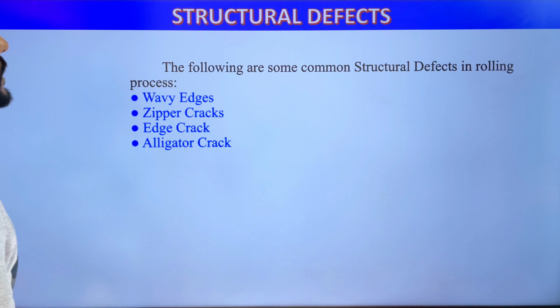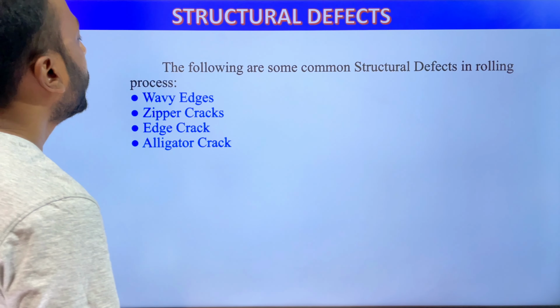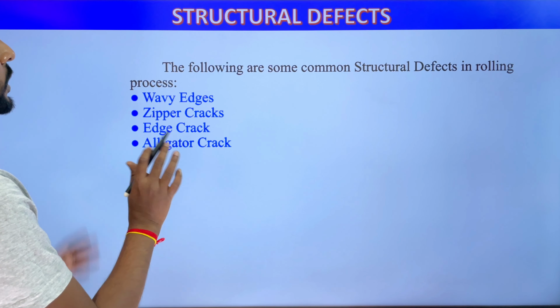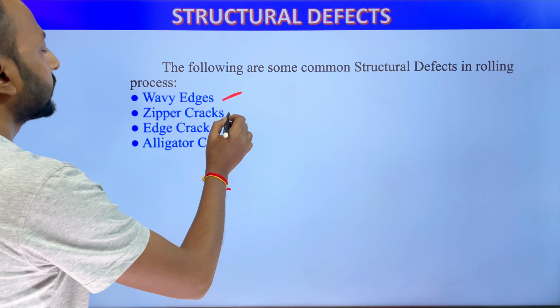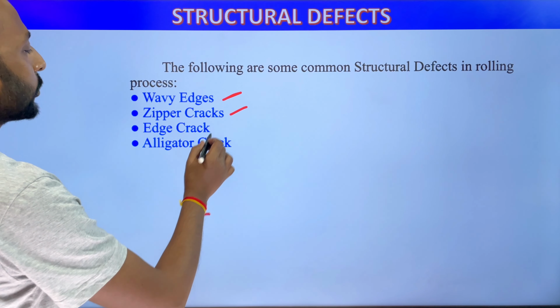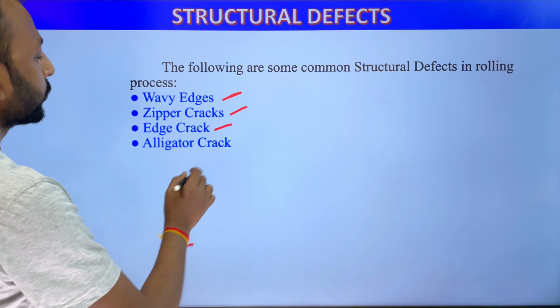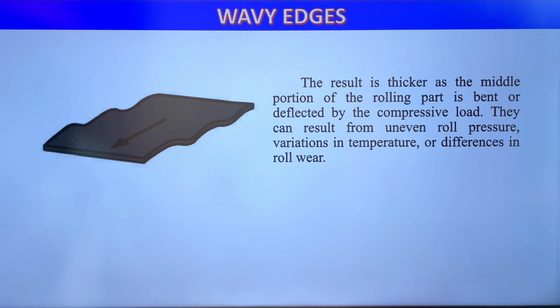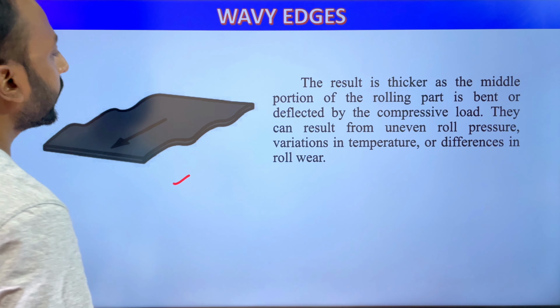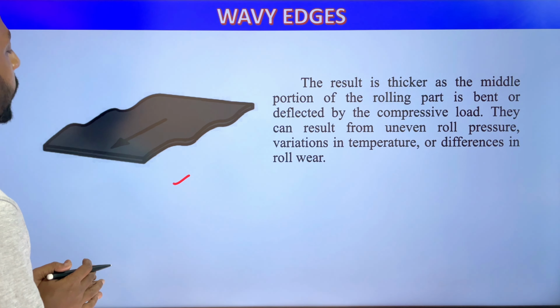Let's now discuss the structural defects of the rolling process. These are a few structural defects in the rolling process. First one is wavy edges, second one is zipper cracks, third one is edge crack, and the fourth one is alligator crack. Let's now discuss them one by one. First one is wavy edges. In this figure we can find the wavy edges rolling defect.